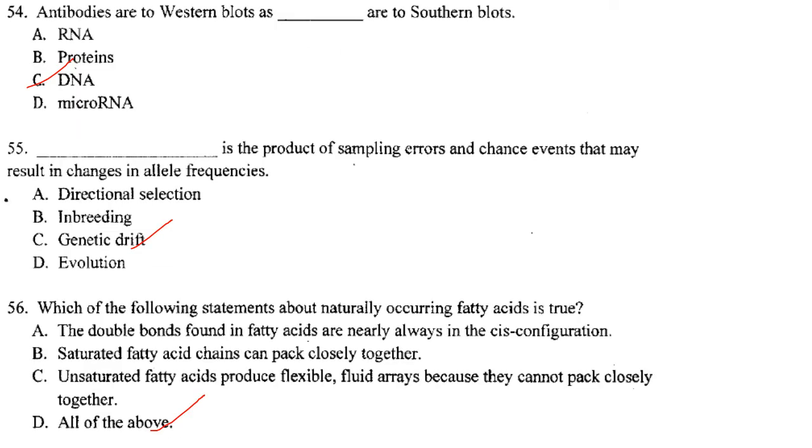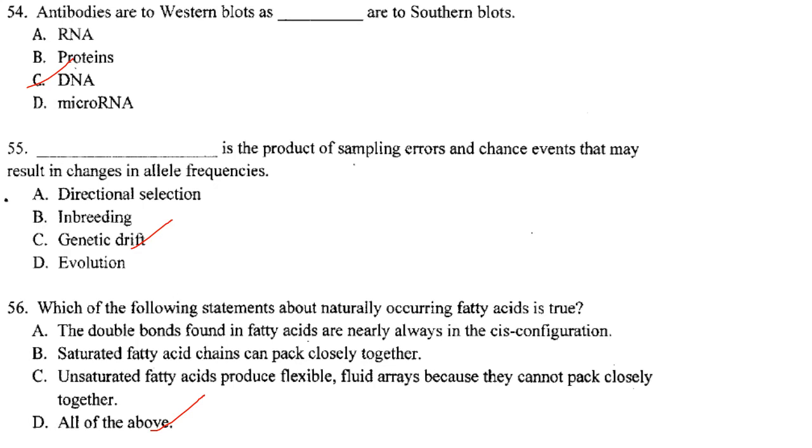Then antibodies are to western blots as dash are to southern blots. It is DNA for southern blots. Answer is option C. Then dash is the product of sampling errors and chance events that may result in changes in allele frequency. So it is genetic drift. Answer is option C.